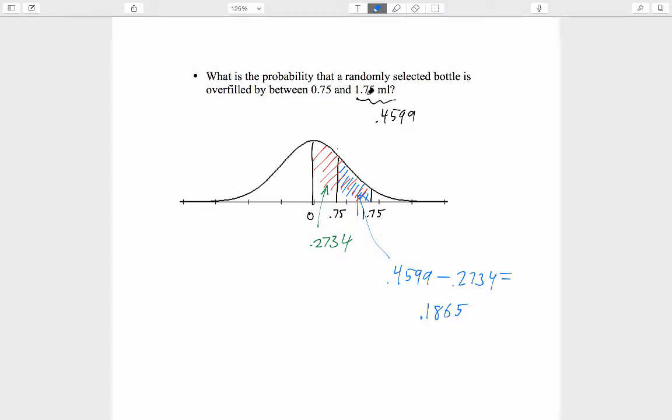Given these two boundary points for our interval, it makes sense that we had to make two separate lookups in the table, but we had to think about what to do with the two numbers that came out of the table. Here we needed to subtract, but it's still a very good idea to draw the picture so that we know that subtracting is the right thing to do.